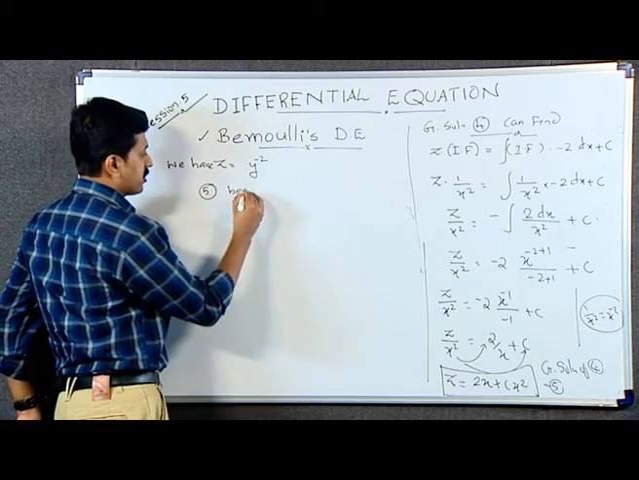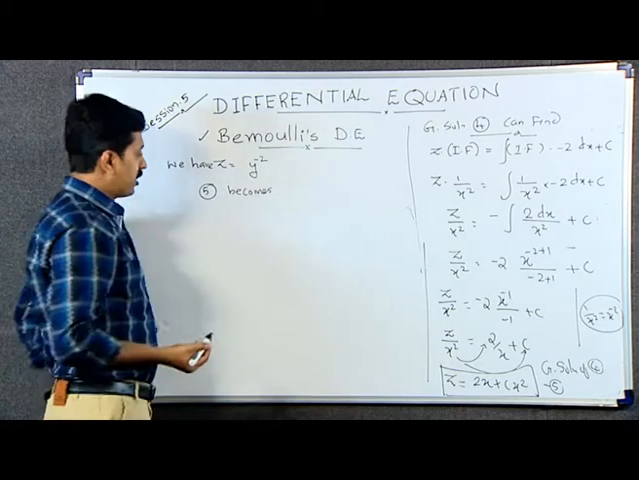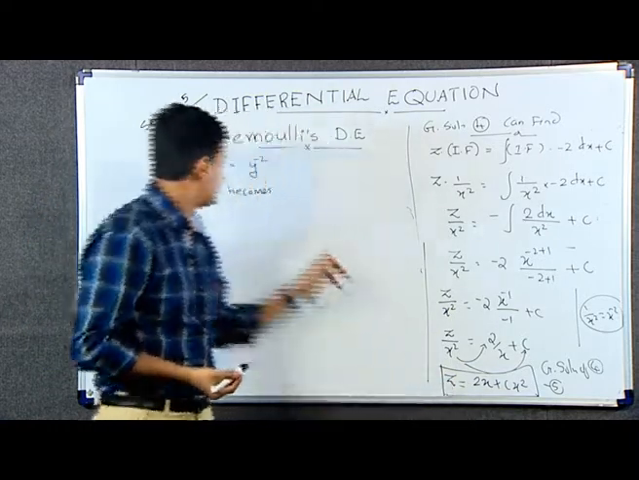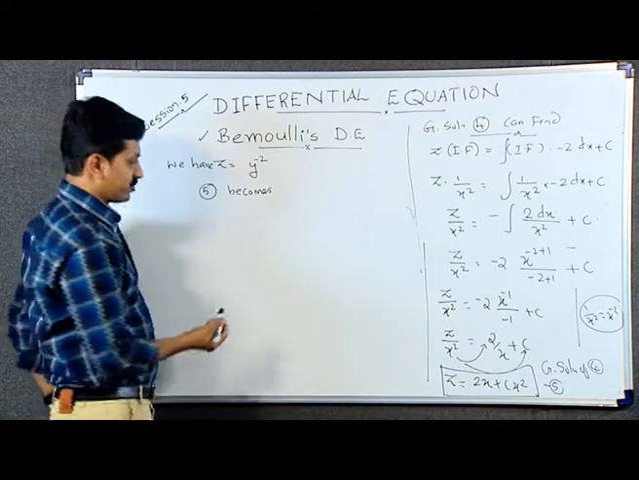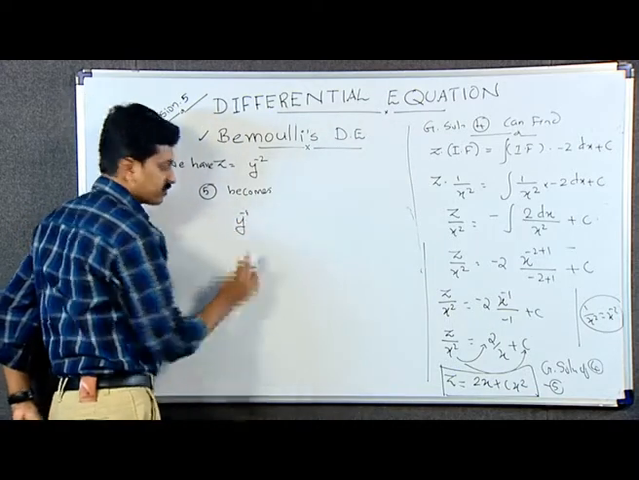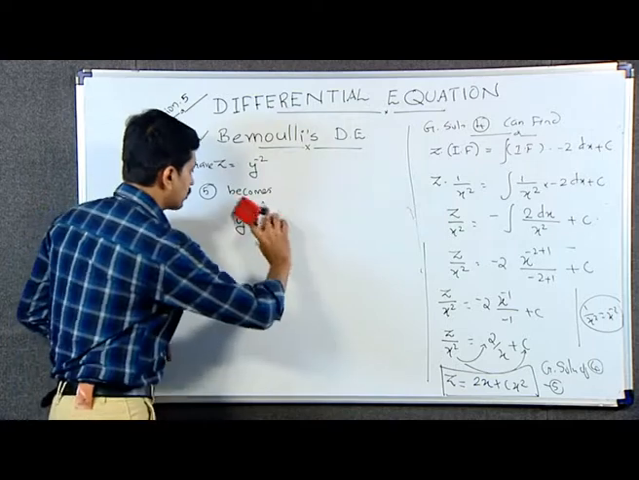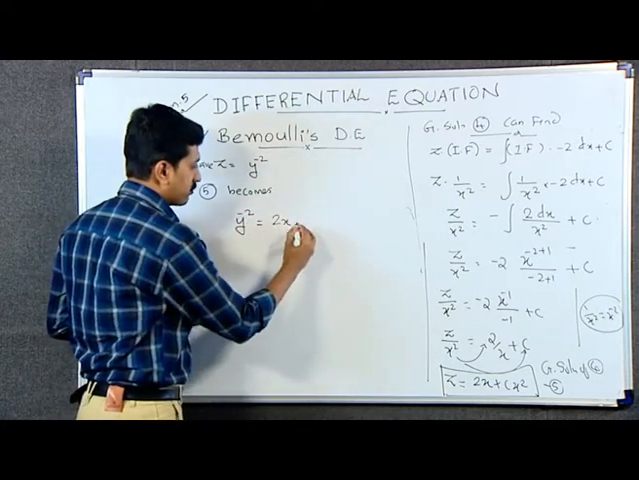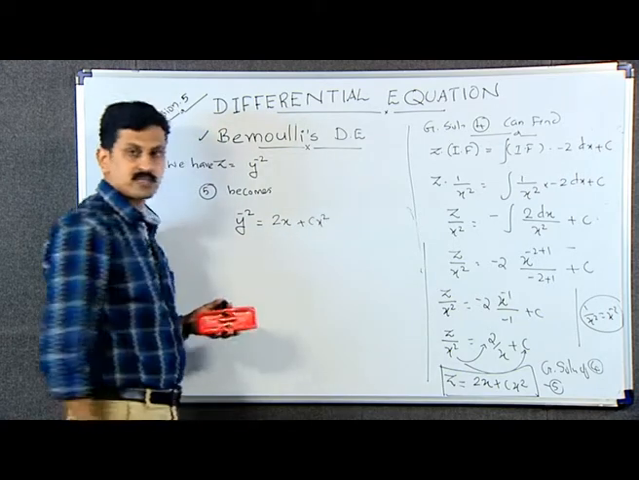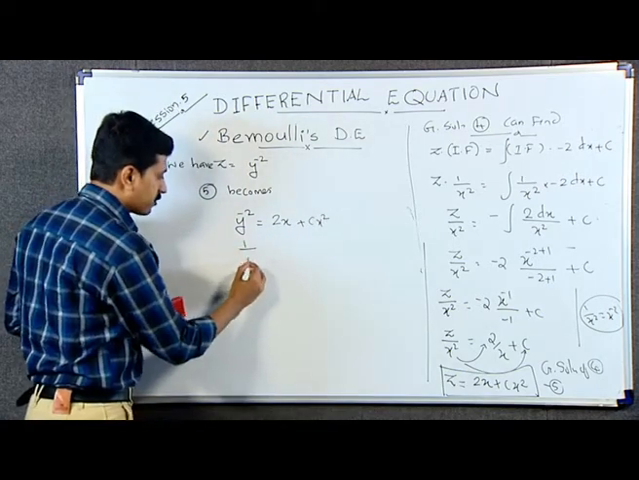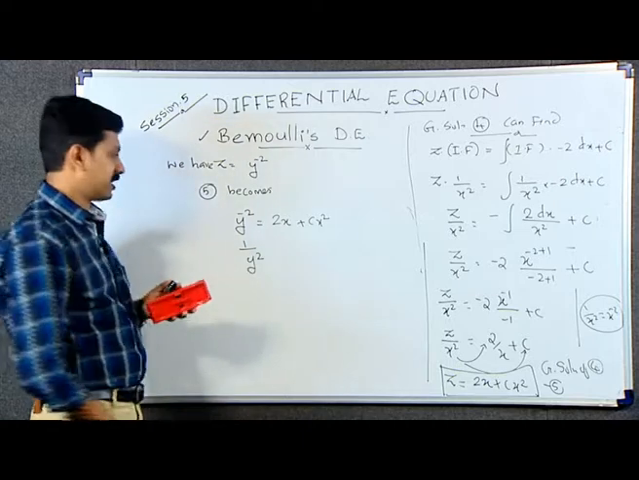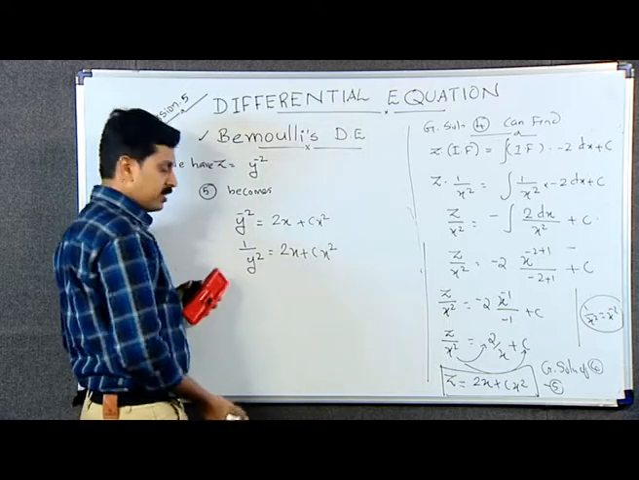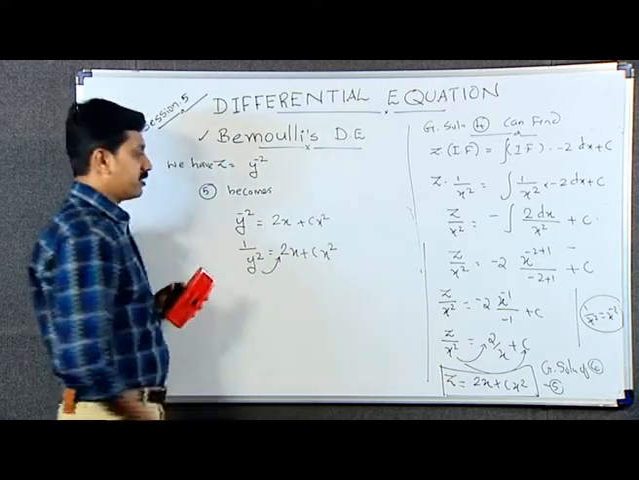becomes, how can we rewrite this equation number 5? Instead of z, we just replace y raised to minus 2, that is, y raised to minus 2 is equal to 2 x plus c x square. We can treat y raised to minus 2 as 1 by y square. This is equal to 2 x plus c x square. I am taking this y square to the other side.